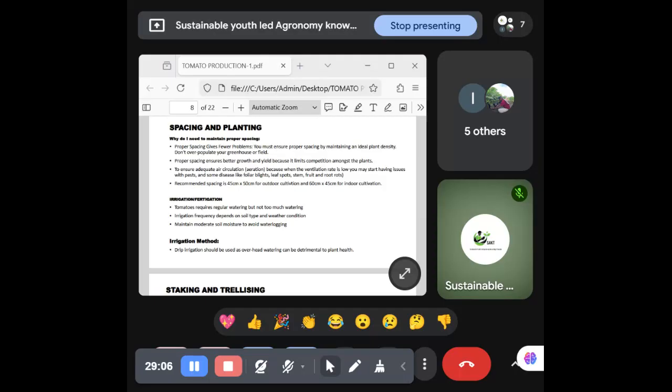And then for indoor cultivation, you can maintain 60 centimeter between two plants in a row. You can maintain 60 centimeter by 45 centimeter for indoor cultivation. I hope that is very clear. So this is in line with transplant. Then irrigation slash fertigation.